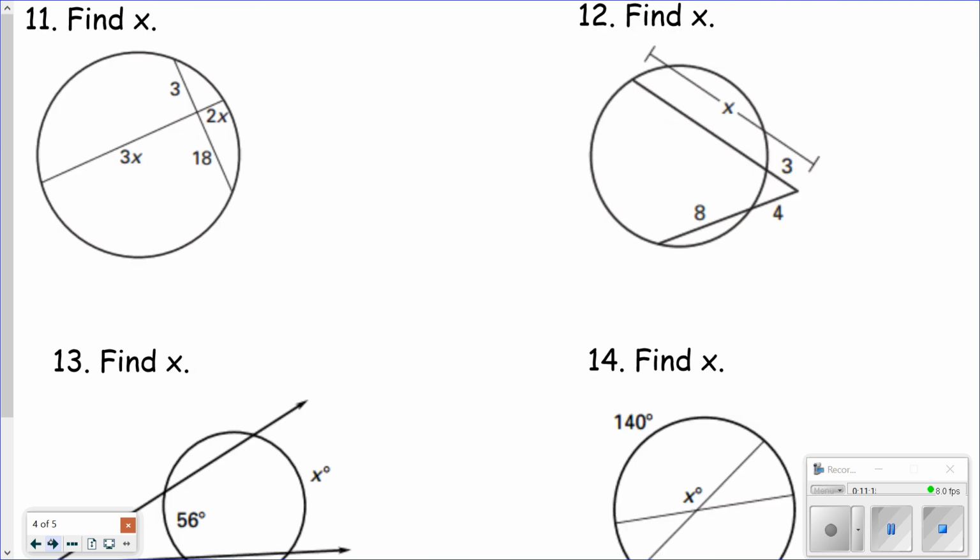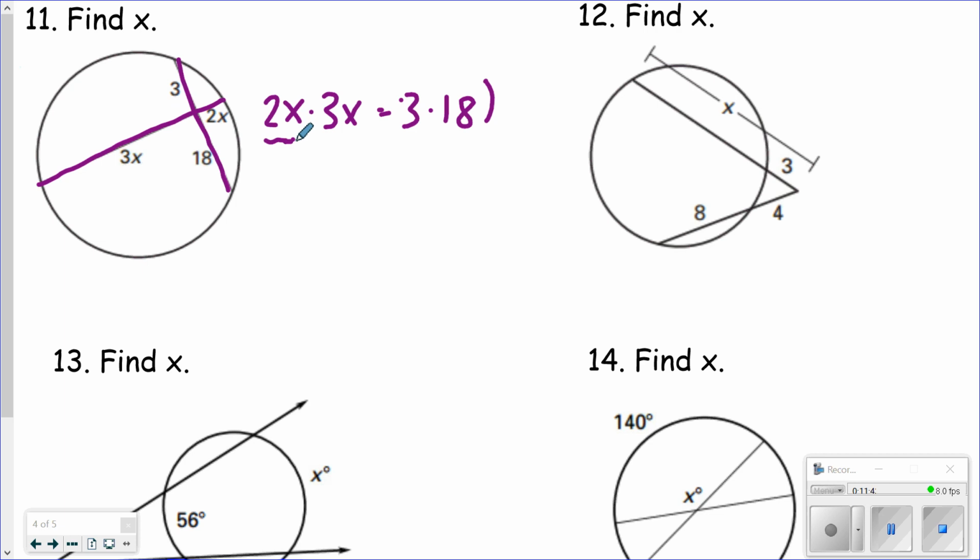Number 11, let's solve for x. We have chords again, so we're going to look at the parts of that chord. For this one, we have 2x times the other part, which is 3x, is equal to, let's look at this chord here, those parts are 3 times 18.